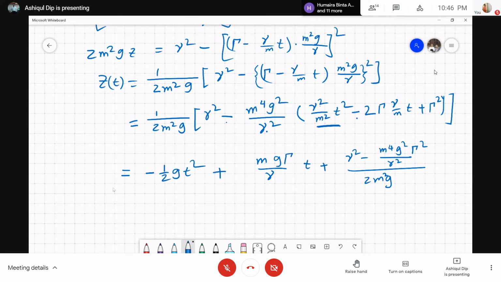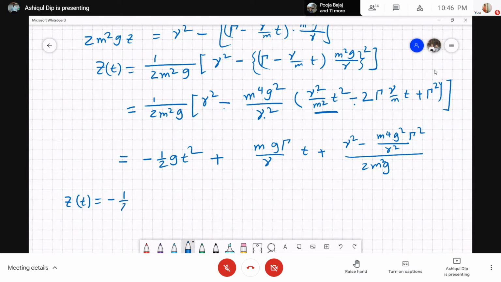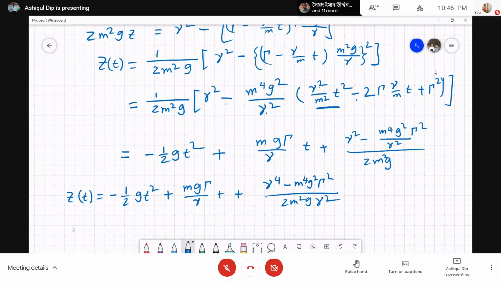So we are almost done. I do not usually bother about simplifying this kind of thing, because if you set the initial data, it will automatically vanish many times. Actually, you get gamma to the power 4 minus m to the power 4 g square big gamma square, divided by twice m square g gamma squared. So these are the three expressions we got.